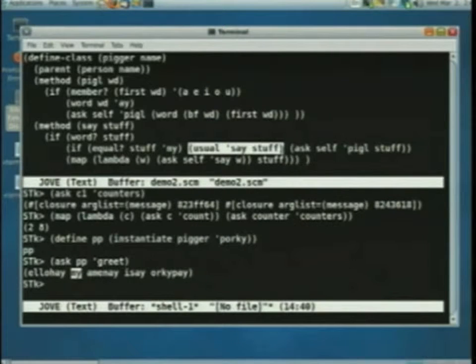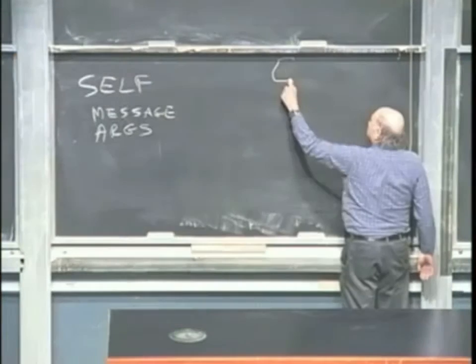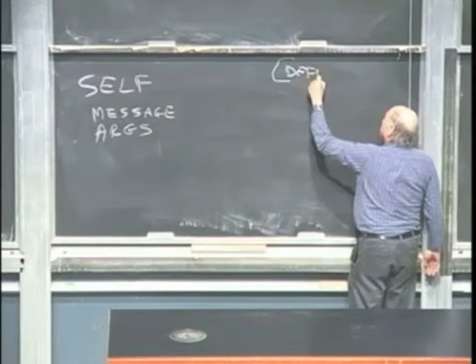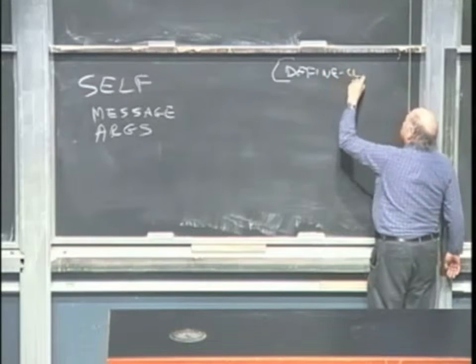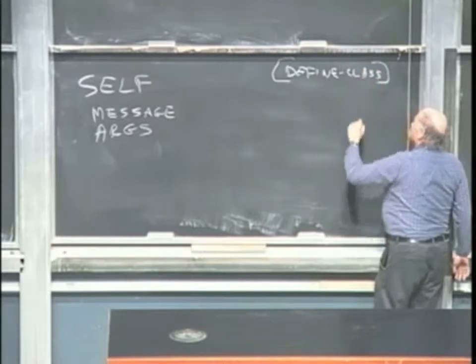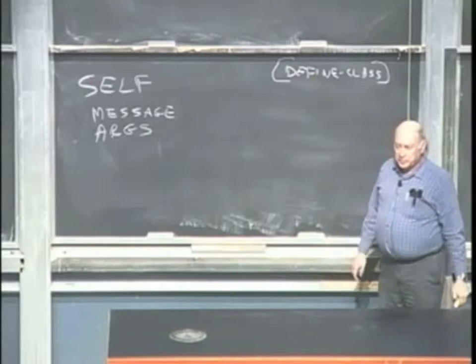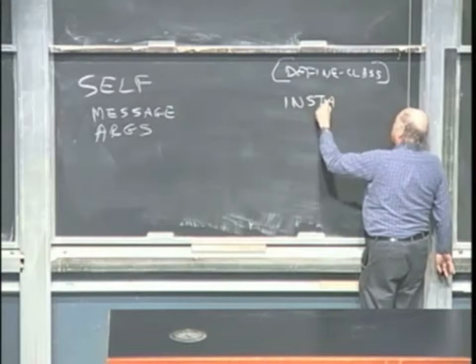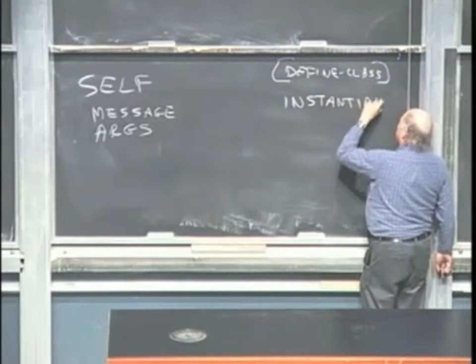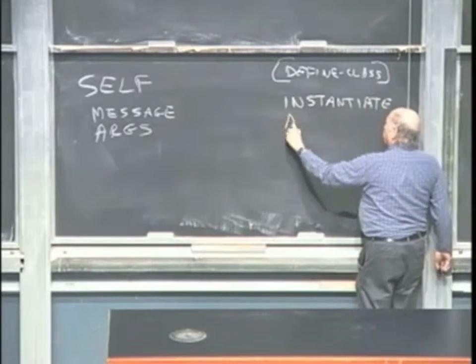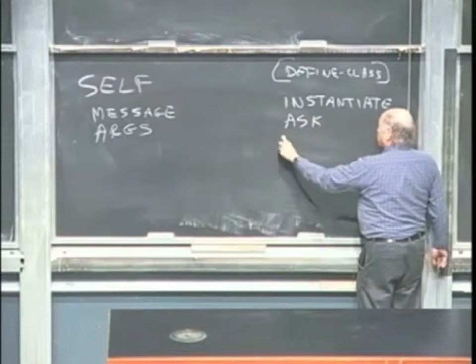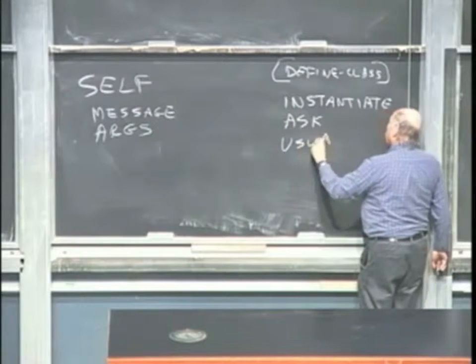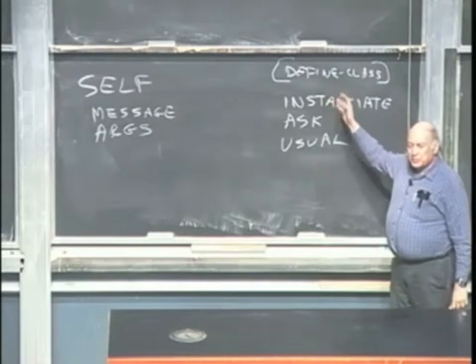So now we're going to have a list of the procedures that are part of this implementation. And I'm putting define class in brackets because it's a special form rather than a procedure. We have instantiate. We have ask. And we have usual. And that's it. We're not going to spring any more implementation procedures on you. This is it.